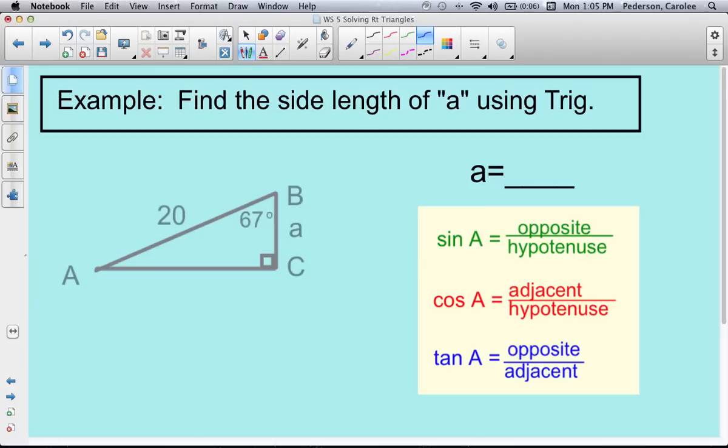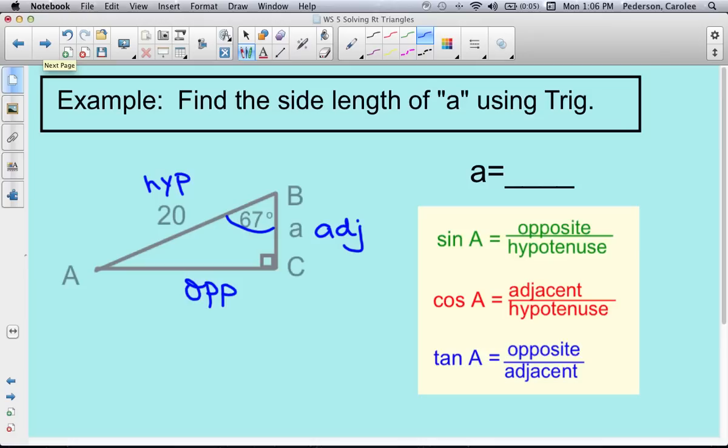All right, so what we're going to work with is angle B, which is 67 degrees. And there are 2 sides, side A and side 20. So this is called the opposite to angle B. This is the hypotenuse to angle B, and this is the adjacent.